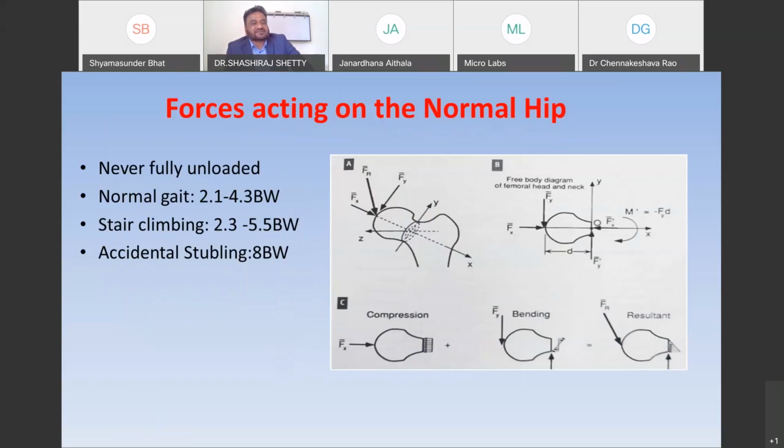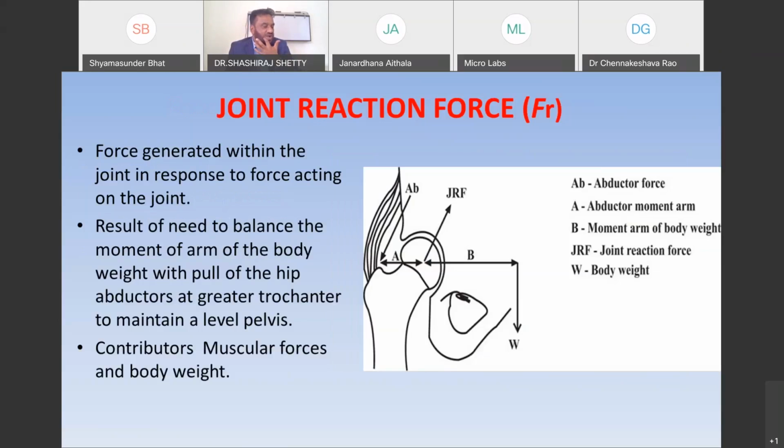Even at rest, the hip is never unloaded. Normal gait is around 2 to 3 times body weight, stair climbing 2.3 to 5.5 times body weight, accidental stumbling around 8 times the body weight, and running 10 times the body weight. Slowing gait decreases the momentum of the body, thus predisposing to backward falls and hip fractures in the elderly.